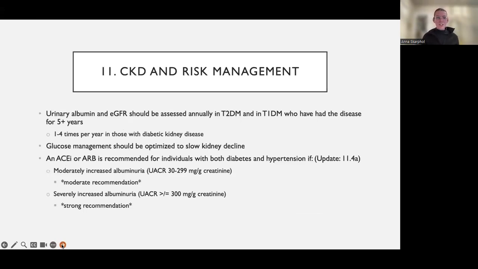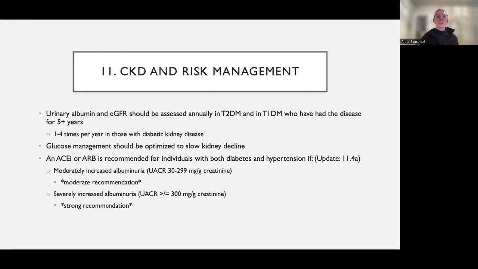So next, like I mentioned, section 11 is kind of the same concept, but we're looking at kidney disease instead of cardiovascular disease. And so this is going to lay out some recommendations for when we should be screening for their eGFR for patients with type 2 and type 1 diabetes who've had the disease for at least 5 years. Glucose management should obviously be optimized in patients with CKD to slow kidney decline, because we know that these two disease states kind of go hand in hand. Worsening diabetes can impact kidney function, and kidney function can make diabetes worse as well.